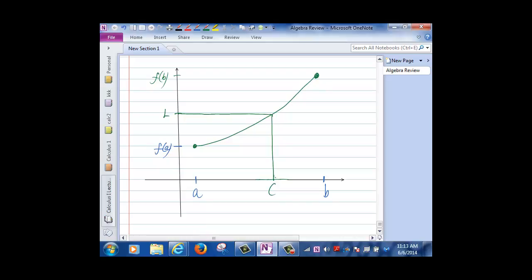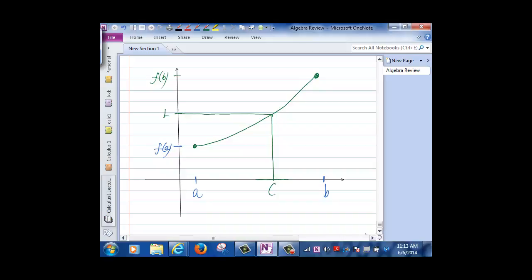It's not necessary that f of a is smaller than f of b, right? Maybe the function is decreasing, then f of a would be bigger than f of b, right? So that's why I said L is in between the two. I didn't say L is bigger than f of a, L is less than f of b, okay?